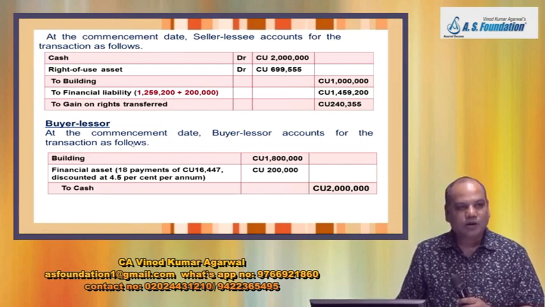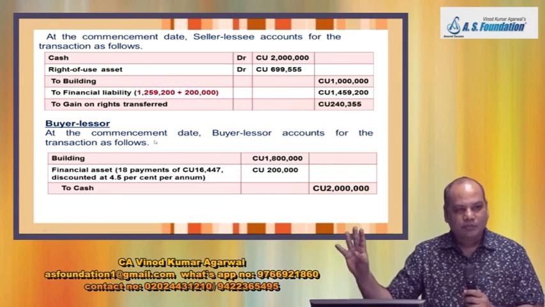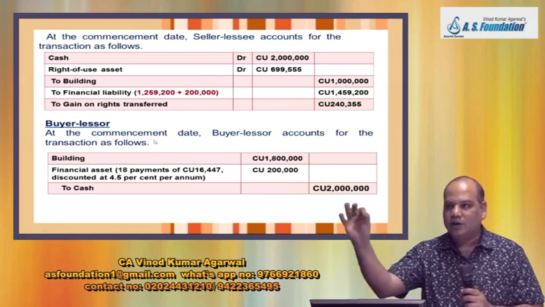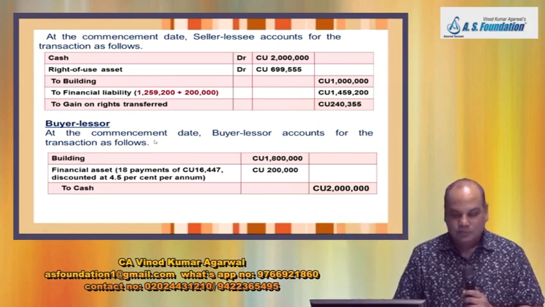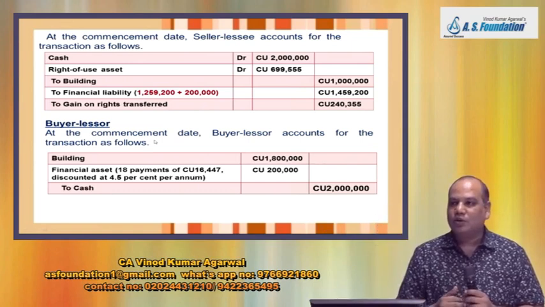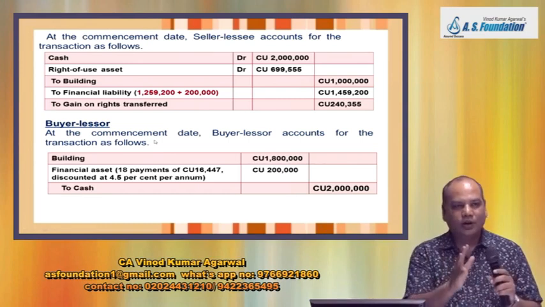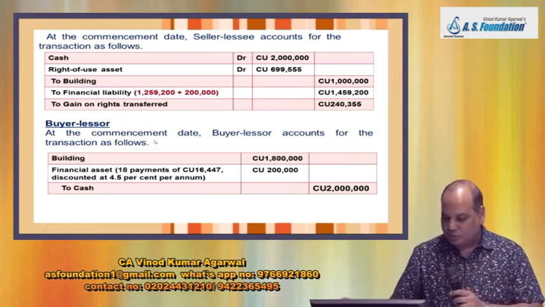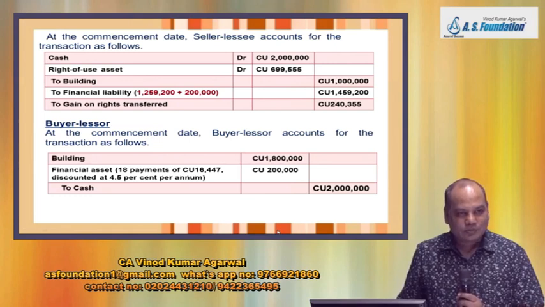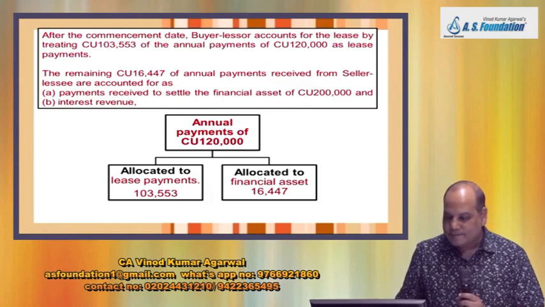What entry will the buyer-lessor pass? For him life is easy. He has bought a building from you. He will recognize the building at 18 lakh fair value. He has given you 2 lakh rupees extra, so he will treat it as a loan given to the other party, financial asset or loan 2 lakh, and credit bank account 20 lakh. All these hassles will be done in the books of the lessee only. The lessor is buying an asset for 18 lakh, giving 2 lakh rupees as a loan. Total outflow is 20 lakh.